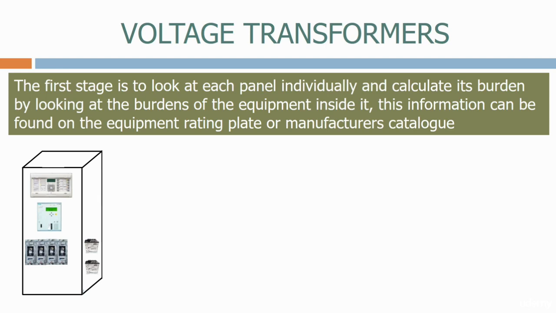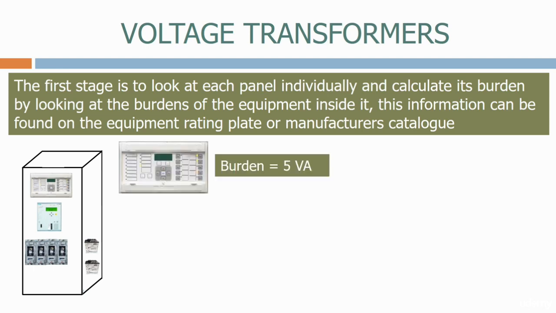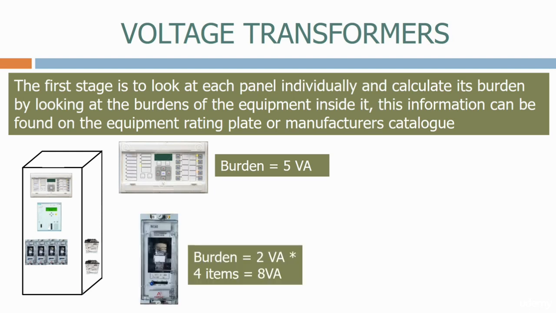Let's now break the panel down into its individual elements. Firstly, we have a feeder protection relay. Looking at the catalogue, this has a burden of 5 VA. Next we have an auxiliary relay. This is a burden of 2 VA. There's 4 relays, therefore the total burden is 8 VA.